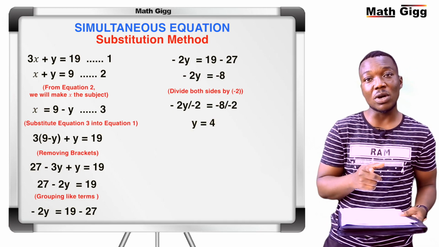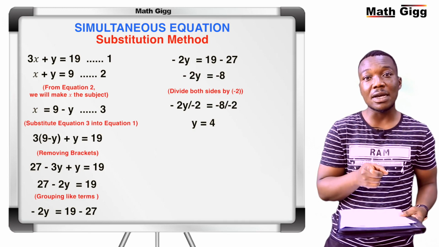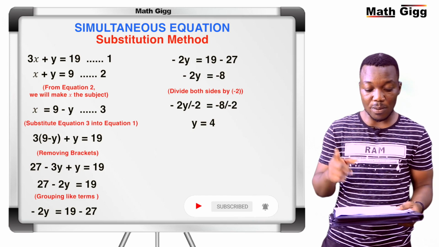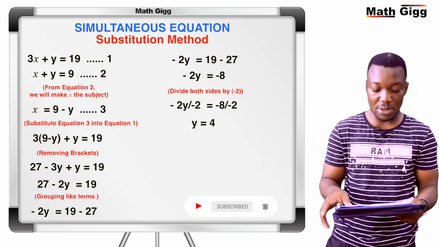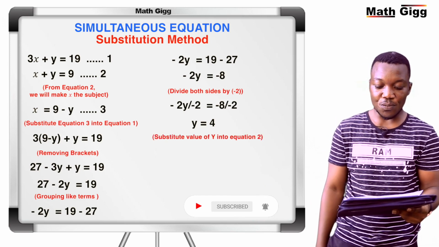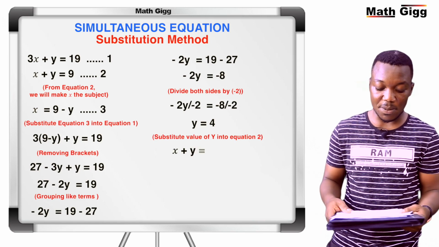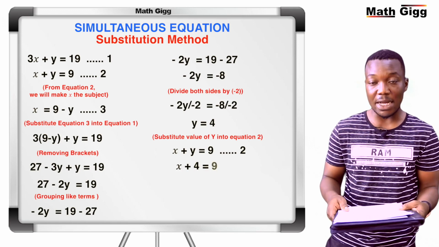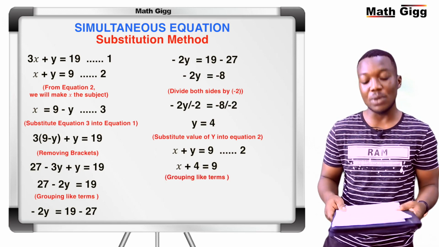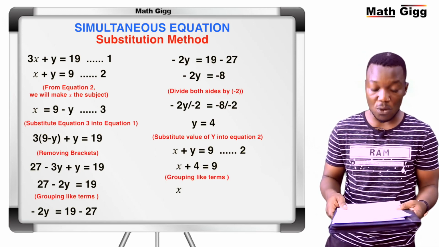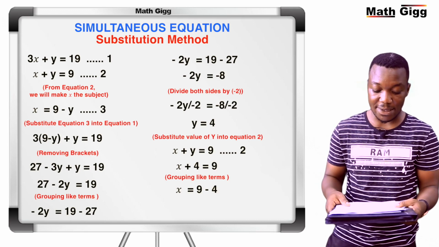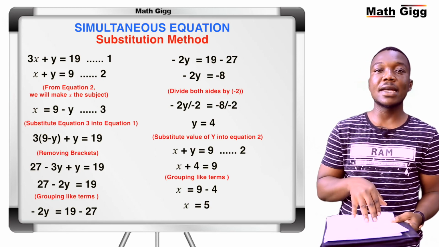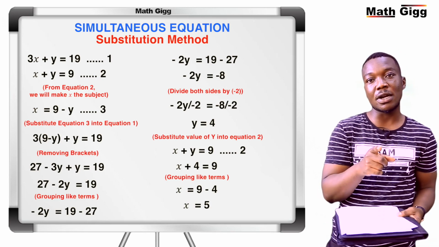Now, anytime you get one of the answers, you can substitute this answer in any of the equations to get the remaining variable. For my case, I substituted y is equal to 4 into equation 2. Then I have x plus y is equal to 9. So x plus 4 equal to 9. Grouping like terms, we have x is equal to 9 minus 4, and our result for x is equal to 5. So now look, we have y is equal to 4, x is equal to 5. The same answers we got for the graphical method.